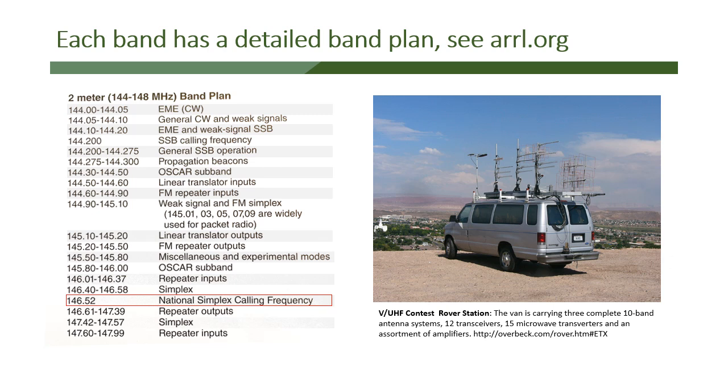And then we have 146.52 is a national simplex calling frequency for FM. So for example, if I'm in my car and I'm driving on a long trip, I might switch my dual band mobile radio from local repeaters in the Seattle area to 146.52.